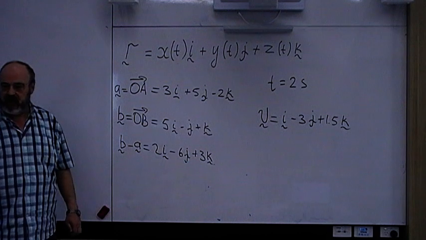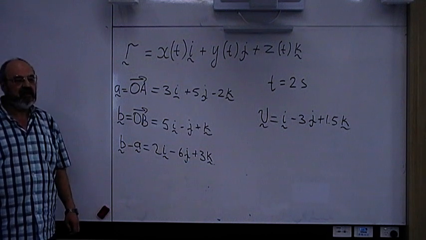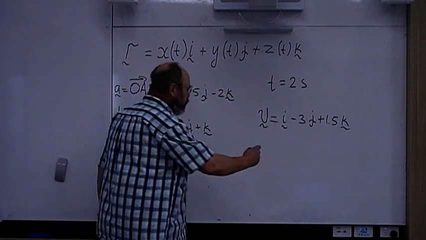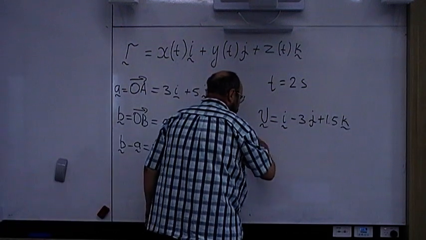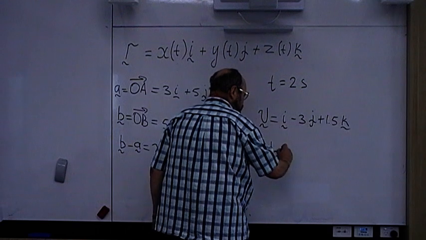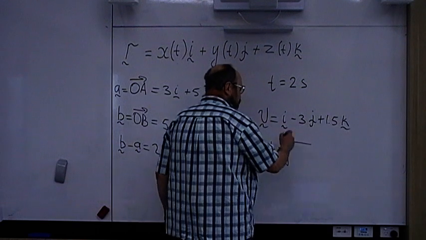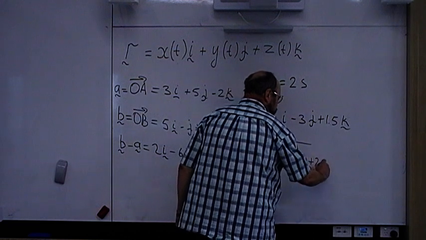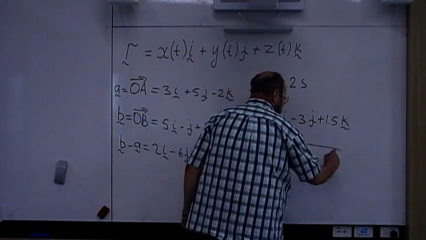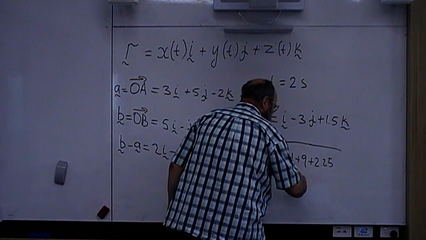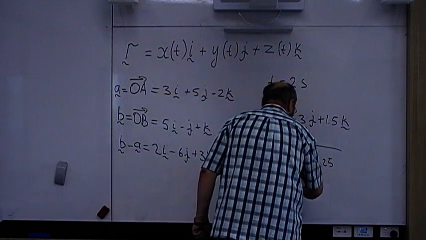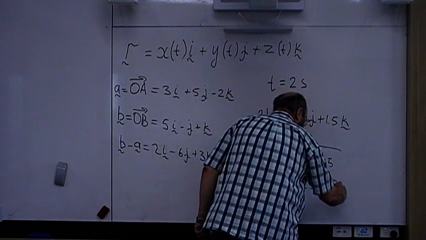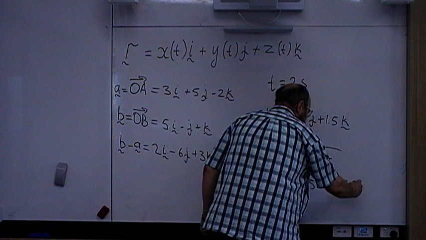Now speed is the magnitude of the velocity. So to find speed, we find the length of the velocity vector, which equals the square root of 1 squared plus 9 plus 2.25. So it will be equal to the square root of 12.25, which will be equal to 3.5 meters per second.